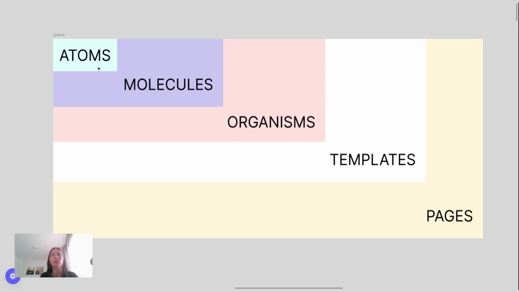So we start with atoms. Atoms are the smallest components, not by size, but in the structure. It means they cannot be broken down further than they already exist. You cannot divide them into different types. Molecules are the next level, which could be a combination of atoms, right? So it will already be a mix of atoms that creates one living thing called a molecule. Organisms are the next level, a combination of molecules and atoms, and so on.